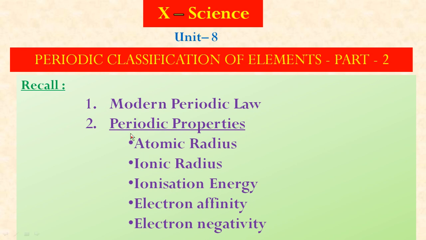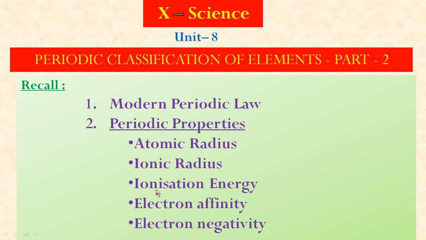The second one, periodic properties. The first one, atomic radius. Atomic radius is the distance between the center of the nucleus and the outermost shell containing the valence electrons. The second one, ionic radius. Ionic radius is defined as the distance between the center of the nucleus of the ion and the electron cloud, up to where it exerts its influence on the ion.